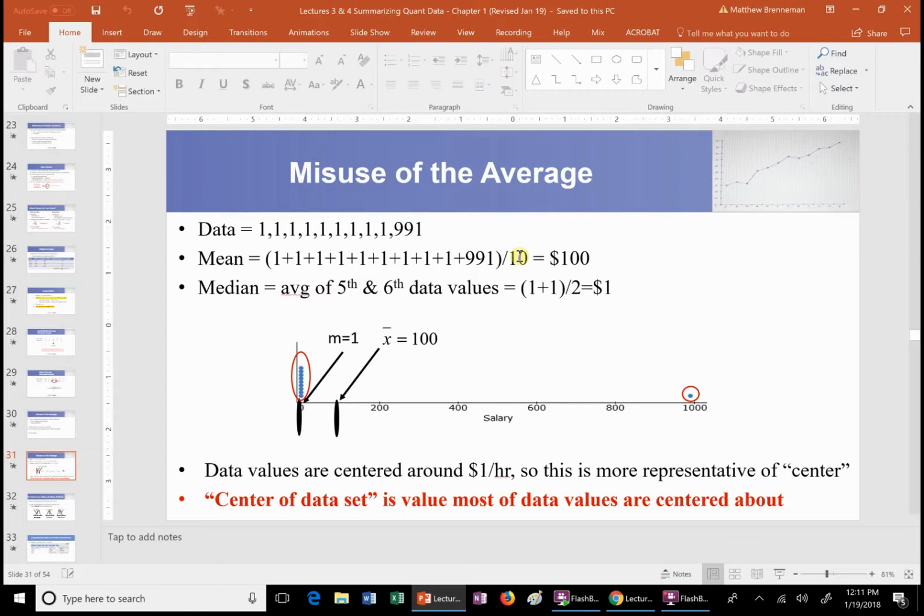So notice that when I said that it was $100 an hour, I was kind of implying that the average was really representative of most of the workers. Most of the workers kind of had their salary around $100, which isn't the case. So you hear this old saying, they say statistics don't lie, but liars use statistics, right? This is a classic example. But this happens more than you might imagine.